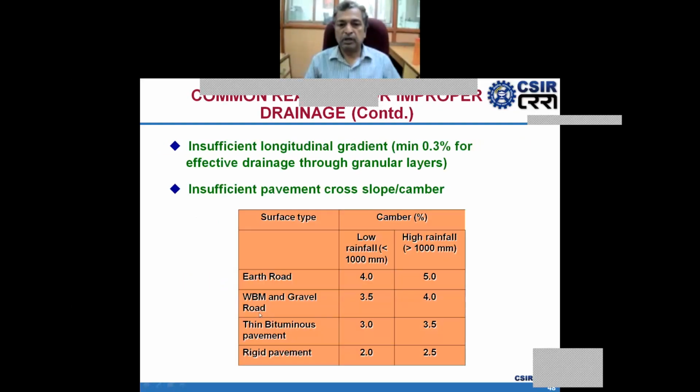So longitudinal gradients should be provided at 0.3 minimum, and these we have already shown, depending upon the type of surface. Depending on the rainfall area, the camber of the surface should be provided like this.